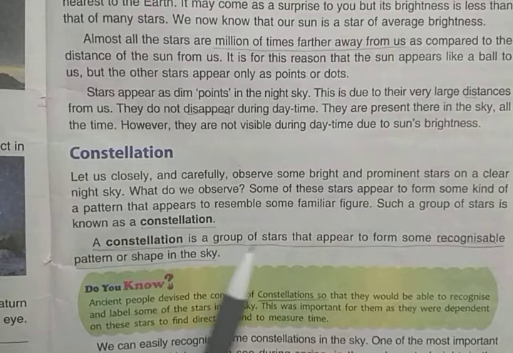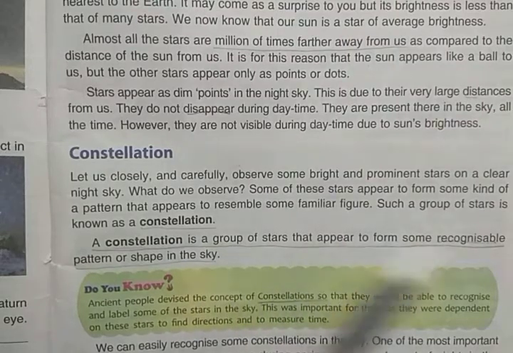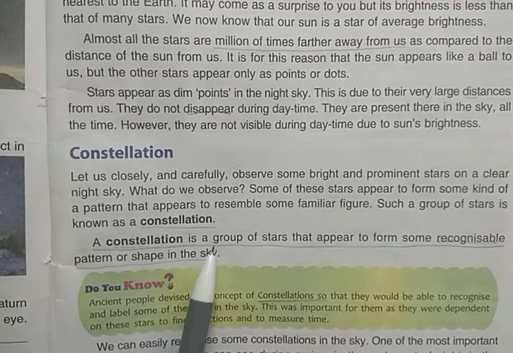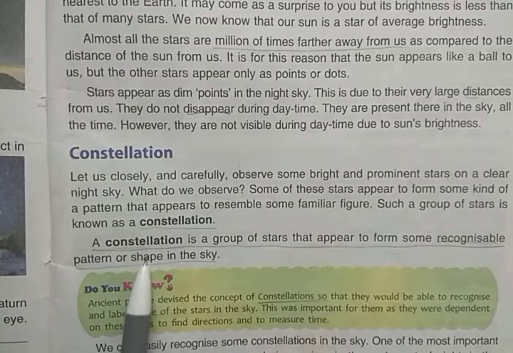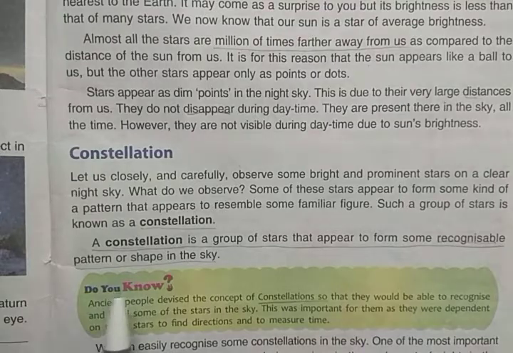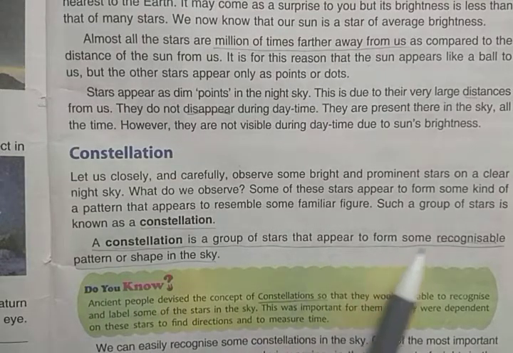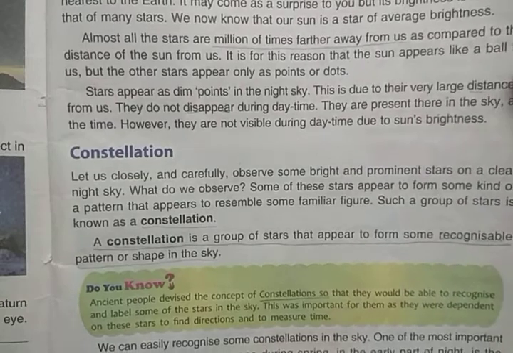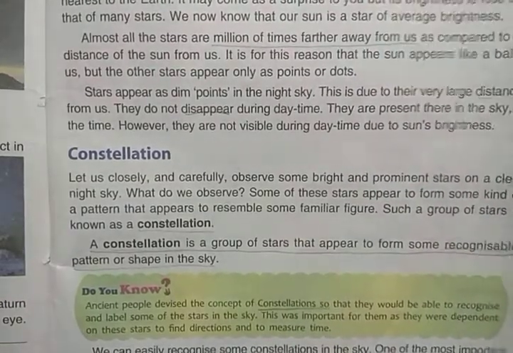Constellation is a group of stars that appears to form some recognizable pattern or shape in the sky. And this is the answer of one question also. What is a constellation? A constellation is a group of stars. ये ग्रुप होता है स्टार्स का जो हमको कोई रिकॉग्नाइजेबल पैटर्न या शेप बनाता हुआ नजर आता है, वो स्टार्स. So, a constellation is a group of stars that appears to form recognizable pattern or shape in the sky.